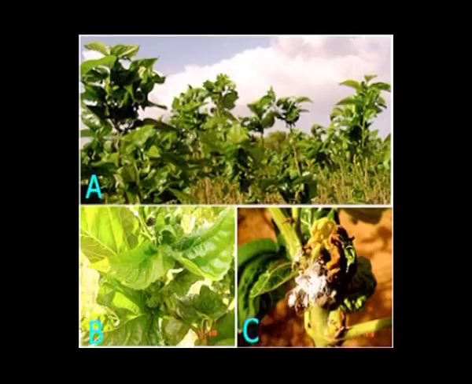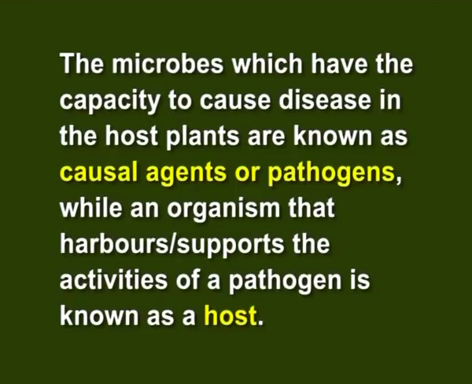During diagnosis of a disease, examination of underground parts of the host plant should not be neglected, because many symptoms that express above the ground may also be due to a problem with the roots or base of the stem. The microbes which have the capacity to cause disease in the host plants are known as causal agents or pathogens, while an organism that harbors or supports the activities of a pathogen is known as a host.